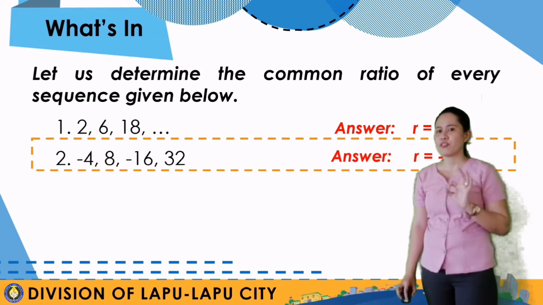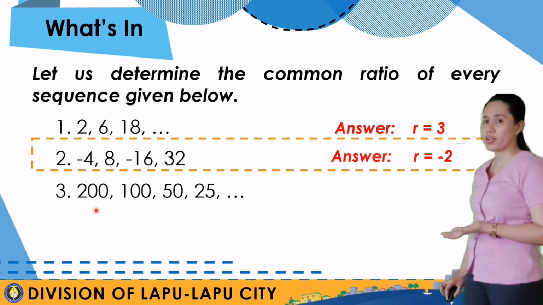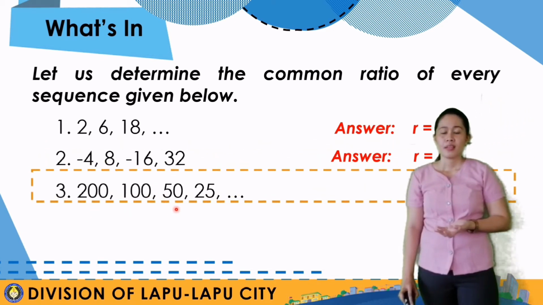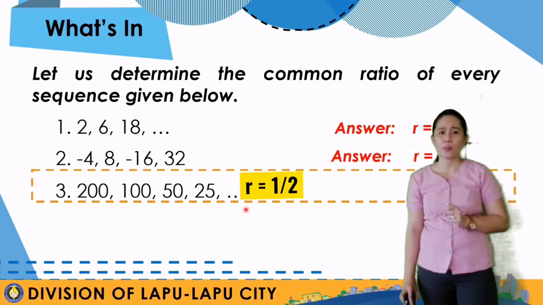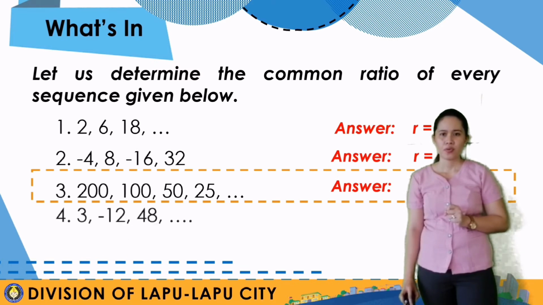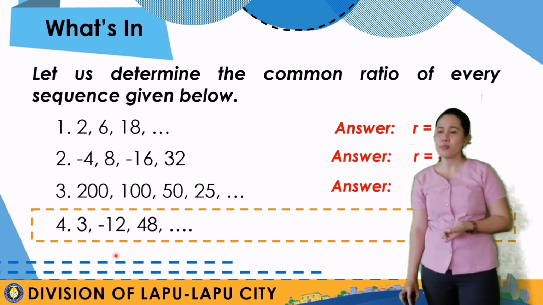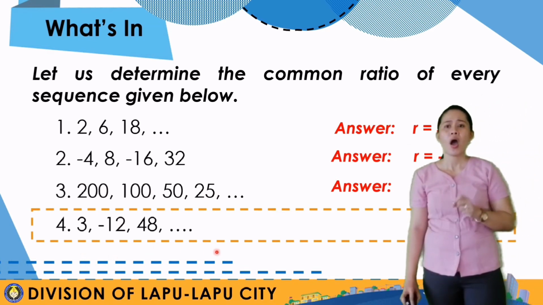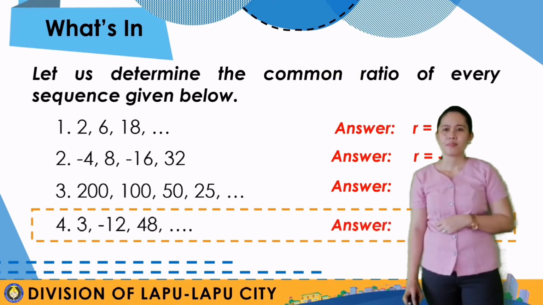This time, let's have number 3. The terms are 200, 100, 50, 25, and so on. The common ratio is 1/2. And lastly, for number 4, we have 3, -12, 48, and so on. Now, what do you think is the common ratio? Yes, that's -4. Now, this time, I want you to remember these important concepts.